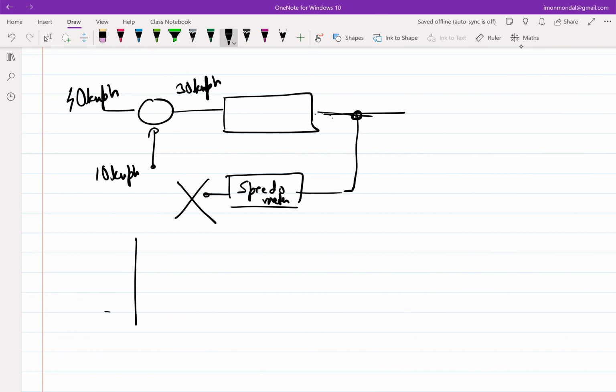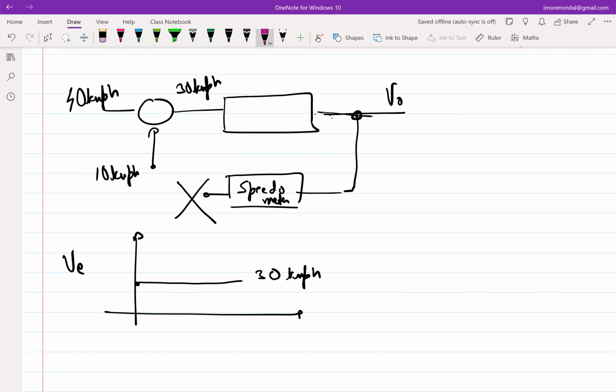Okay, hold on. So your error speed, let me call it VE, velocity, so error velocity is 30 kmph. What do you expect the actual output velocity to be? What do you expect the output profile of V0 to be? It should increase, right? Anybody has any doubts about that?